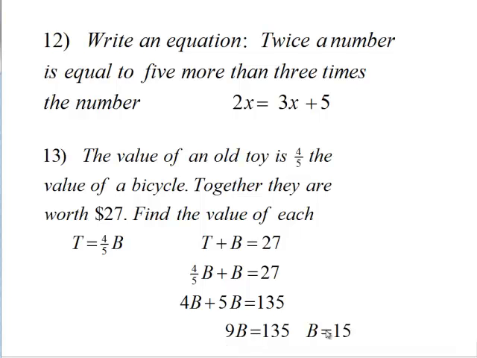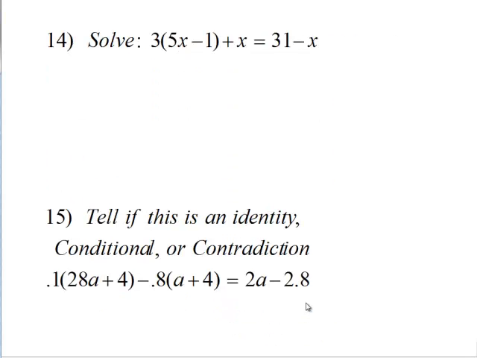Divide by 9, and b is 15. Now we're going to find both of them. Since b is 15, I go over here. 4/5 times 15 should be 12. So T, your toy, is $12, and B, your bicycle, is $15.